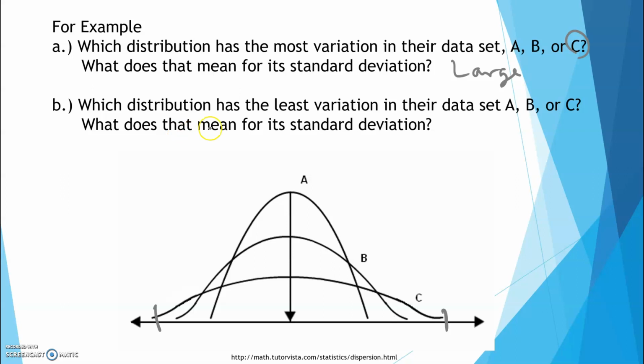Well, which one will have the least variation? Well, it will be the shortest one. B goes from here to here. A goes from here to here. So the shortest one is A. And its standard deviation is going to be small. It'll be the smallest one out of these three.